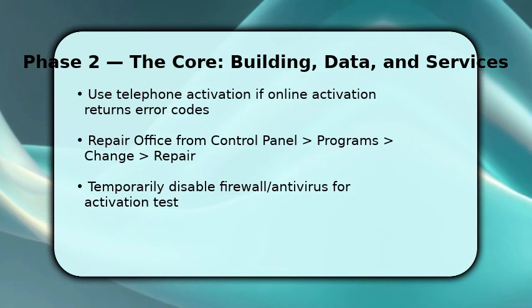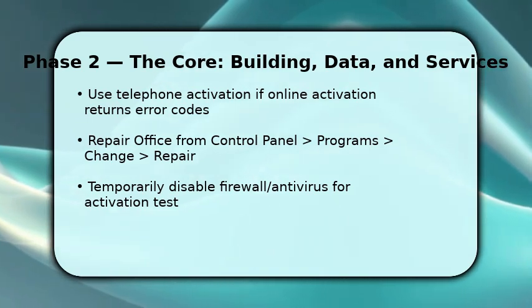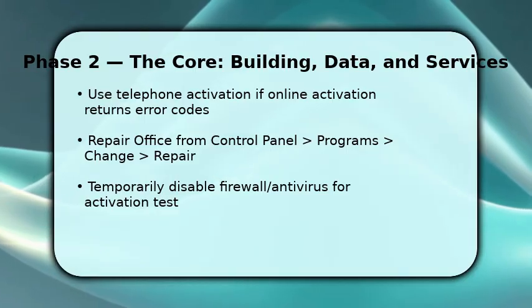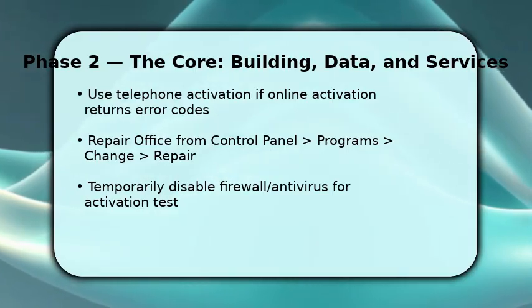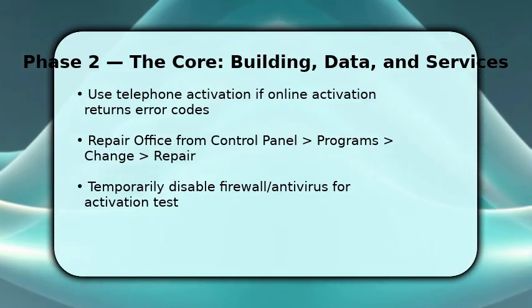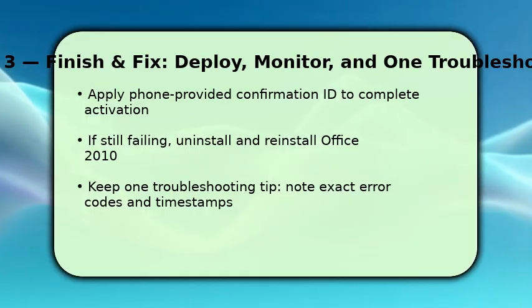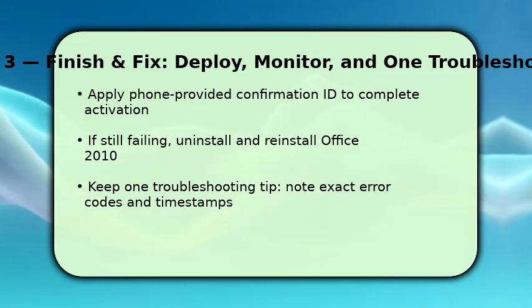Make sure to temporarily disable firewall or antivirus, then retry activation, because security software can intercept outbound activation traffic and cause failures. Re-enable protection immediately afterwards. Finish the activation by entering the confirmation ID from the phone system or by confirming online success. Once activated, restart Office and verify full product activated under File, Help.